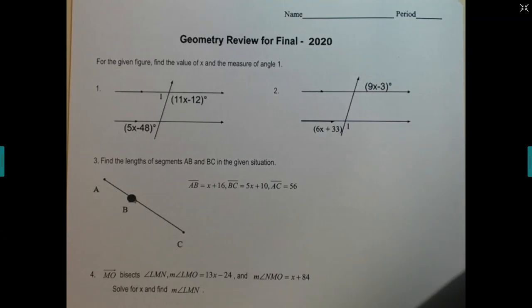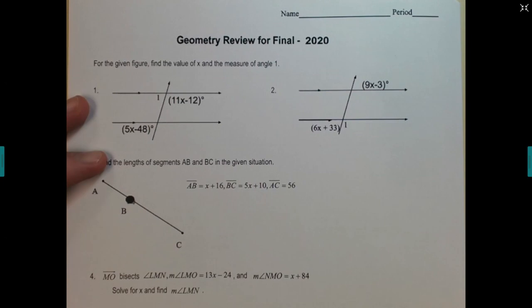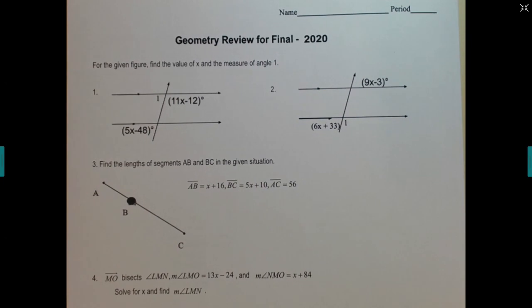There's the starting bell. All right, you guys, let's get started on the exam review. We'll probably work for a good 20, 25 minutes on this.